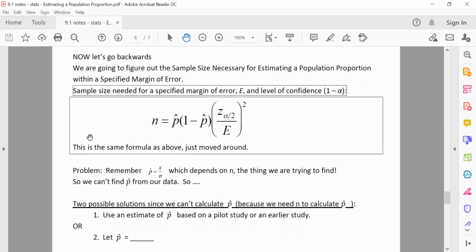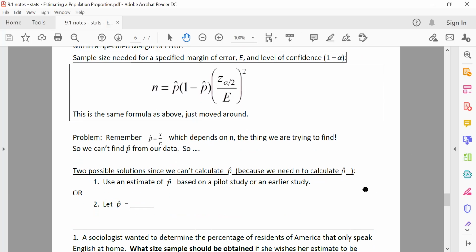But let's think about it. Before we go in and take the sample and calculate the confidence interval, we would like to know what this is. We would like to try and figure out what sample size we need. So we haven't even done anything. So how can we calculate p hat, which is the sample proportion, if we haven't even gone and collected a sample yet because we're trying to figure out how large a sample we need? That creates a problem for us.